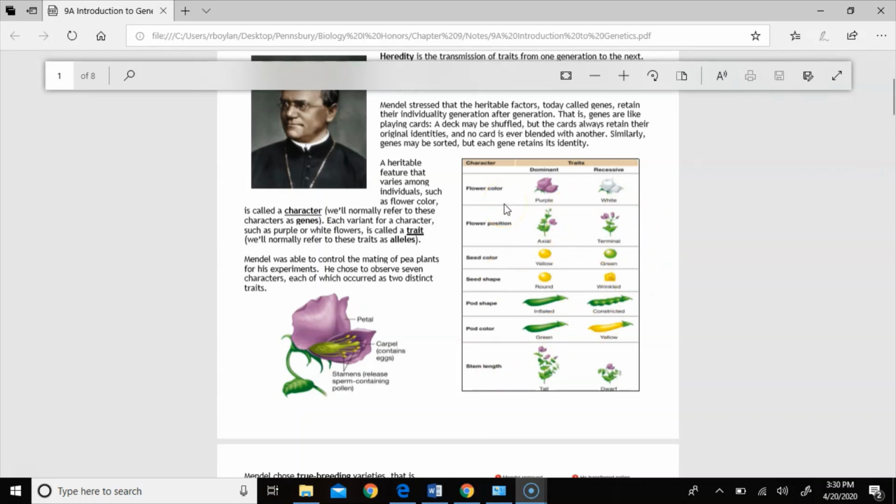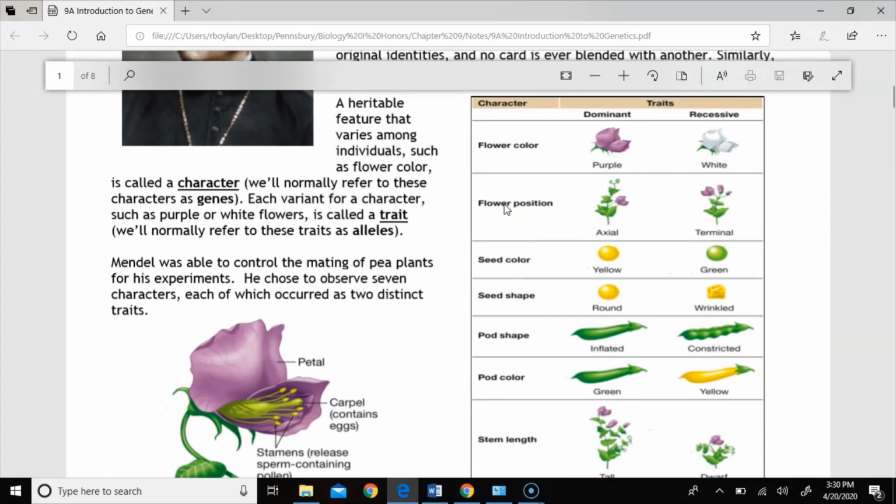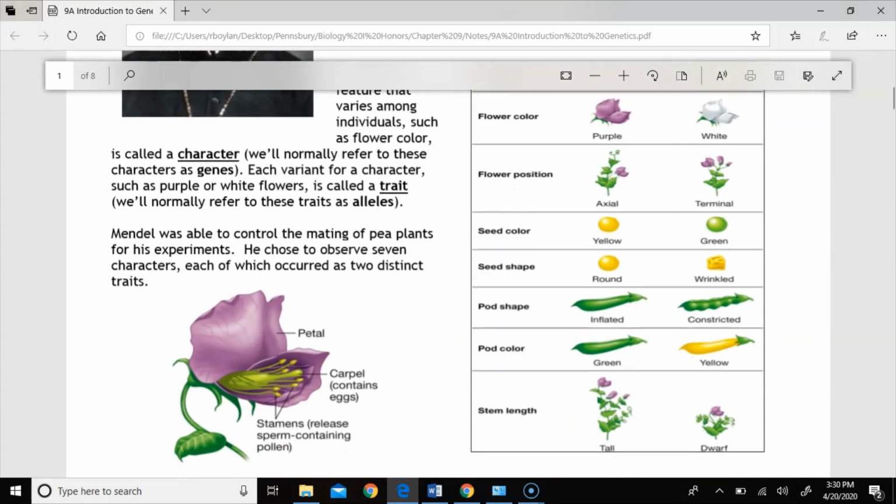And as you can see, we have things like flower color and flower position. Axial is within the plant and terminal is at the end. That's actually a gene. Then the seed color, so you have yellow or green. The seed shape is going to be either round or wrinkled. These kind of are missing some water, so you can see how it prunes up on itself. The pod shape is either going to be inflated, or you can actually see the peas in there, which we call constricted. Now the pod color is green or yellow. And then the stem length of the plant. So the stem is either going to be a nice tall stem, or it's going to be short, what we call a dwarf.